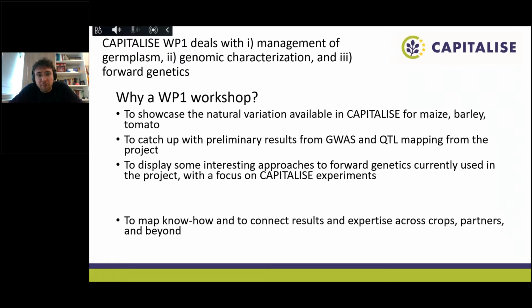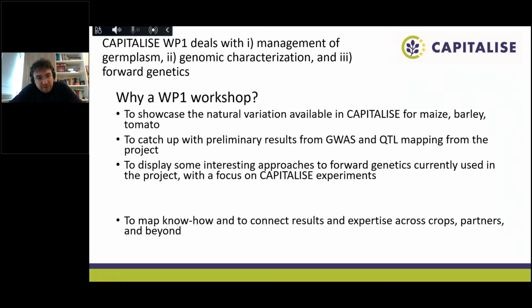So what is the reason for our Work Package 1 workshop? The reason is that we are at a time now in the project when we start to gather information and preliminary results, not only about the genetic diversity of the collection that we are using, but also the phenotypic diversity, specifically in relation with photosynthetic efficiency traits, which are measured in other work packages of the project. And of course, we want to use this opportunity to catch up with the preliminary results from GWAS and QTL mapping from the project, but also to display some mapping approaches to forward genetics that we are using.